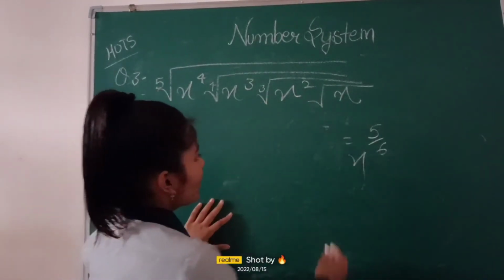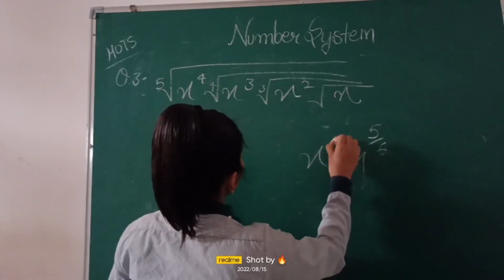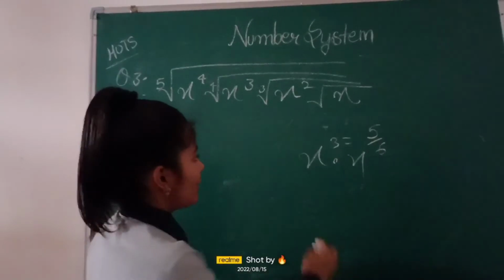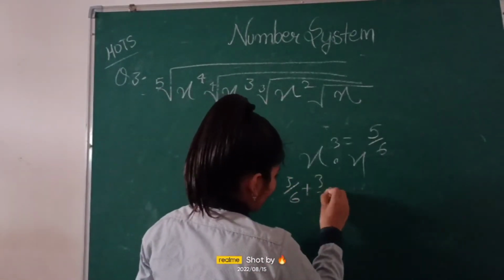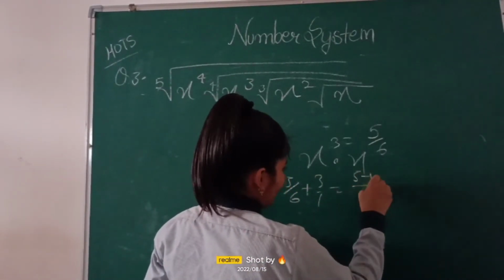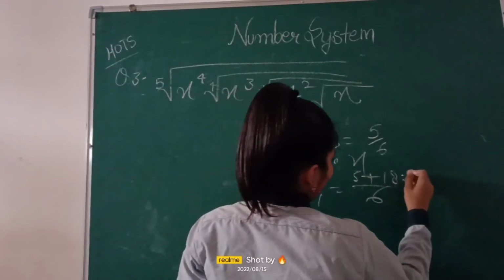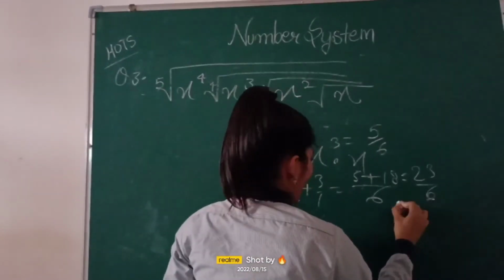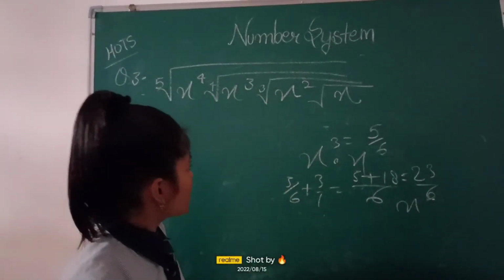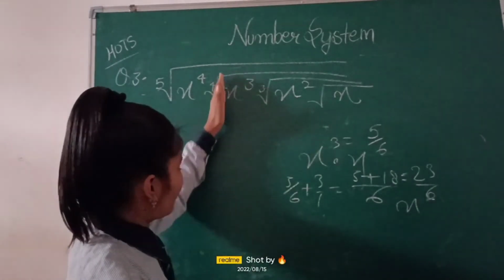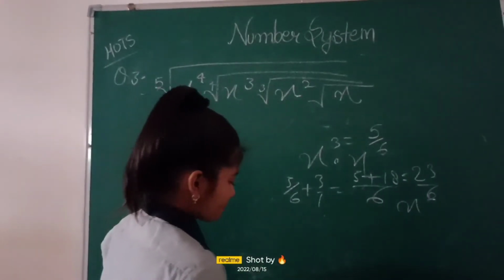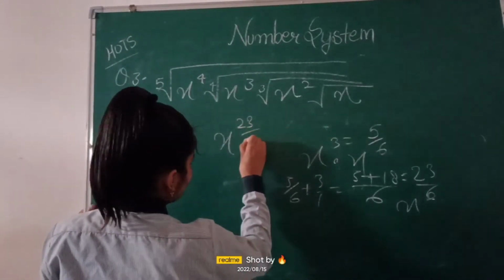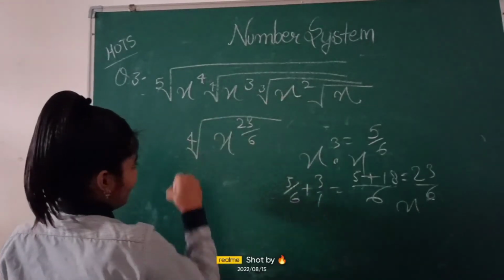Let's move to this one. Now we have into x raised to the power 3. Now the powers will get added: 5 by 6 plus 3. Let's solve this, 5 by 6 plus 3. Let me do it fast. 5 plus 18, 18 plus 5 is 23 by 6. Right? So x raised to 23 by 6. We have solved this much, now the fourth root. So we got x raised to 23 by 6 under the fourth root.